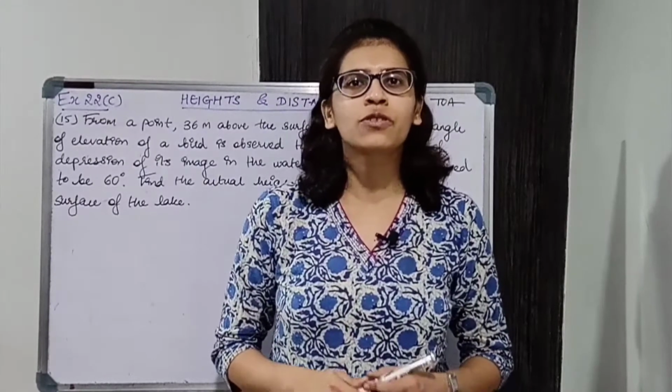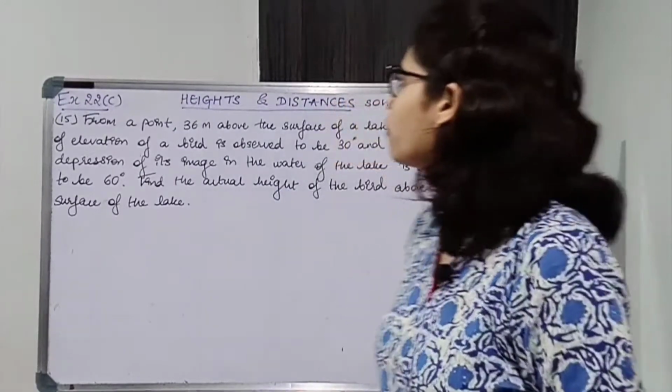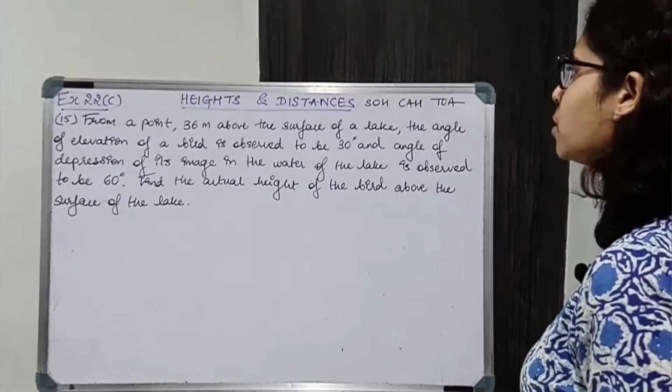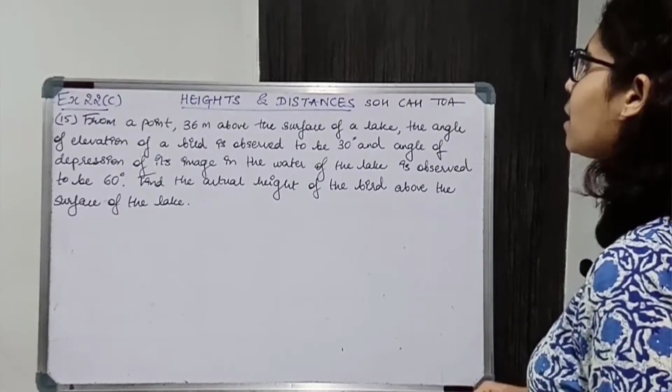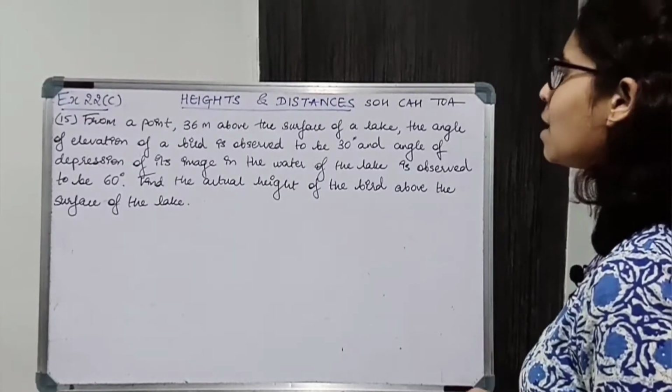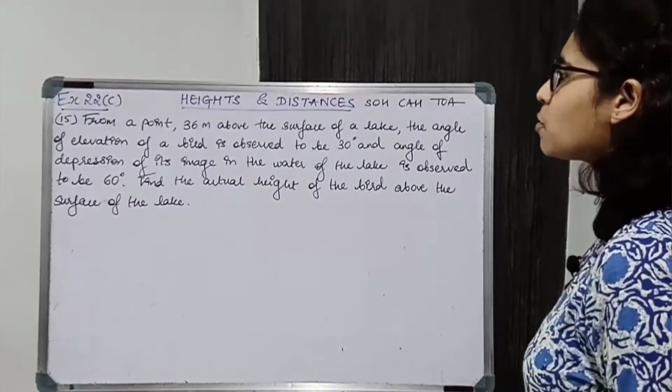Let's read the next question. Question number 15. From a point 36 meter above the surface of a lake, the angle of elevation of a bird is observed to be 30 degrees. An angle of depression of its image in the water of the lake is observed to be 60 degrees. Find the actual height of the bird above the surface of the lake.